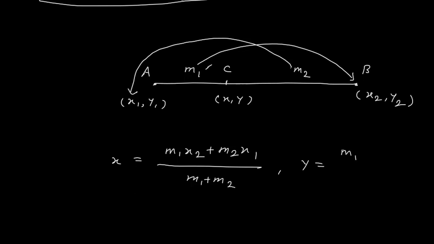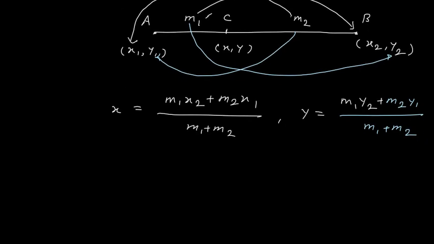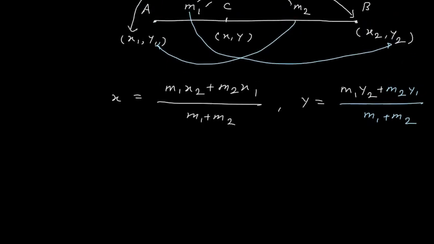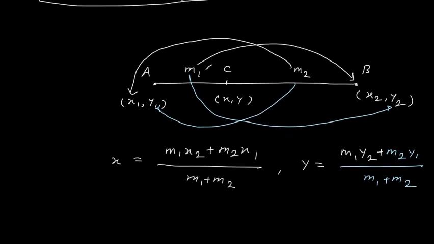Similarly, you can say that y is equals to m1 y2 plus m2 y1 upon m1 plus m2. So here this m1 is multiplied by y2 and this m2 is multiplied by y1. Okay, so if you have any confusion, you can always draw a diagram like this and you can find the coordinate x and y. So this is your section formula. I hope you understand what is section formula.